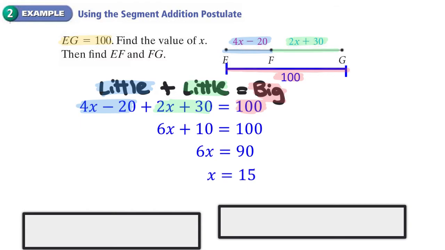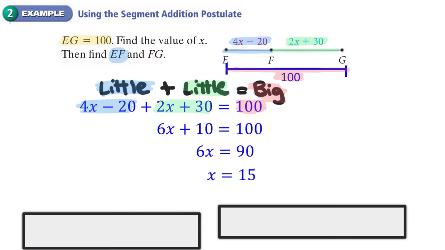Now to solve from here, we combine the 4x and the 2x to become 6x, and the negative 20 and the 30 to become 10. Then I would subtract 10 from both sides to get 90. So you have 6x is 90, and you divide by 6 to get x is 15. And remember, the last thing we have to check is that we're finding everything the problem is asking for. So this problem is also asking for the value of EF.